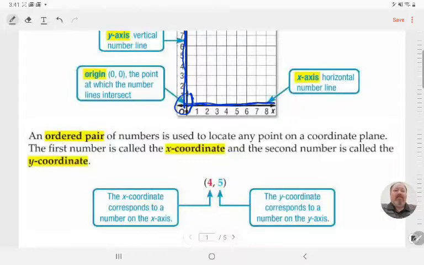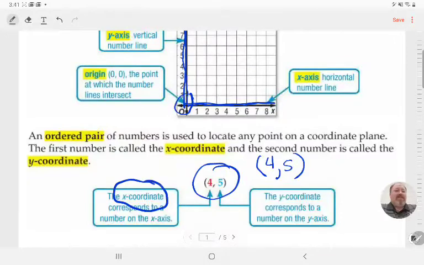All right, so an ordered pair of numbers is used to locate any point on a coordinate plane. The first number is called the x-coordinate, and the second number is called the y-coordinate. So if we have one like this, you always write them in parentheses, and in this case, (4, 5), that's how I would write it, just like it's shown. The first number would be along the horizontal, and the second number would be along the vertical axis.